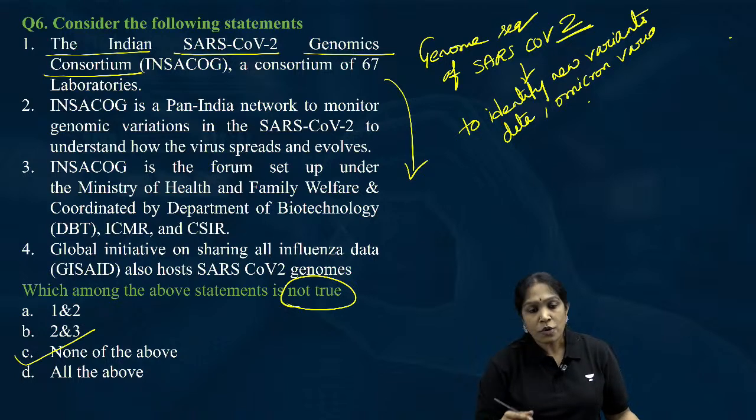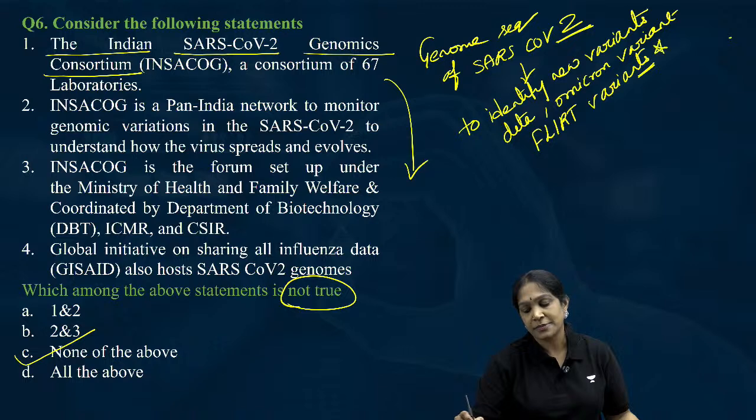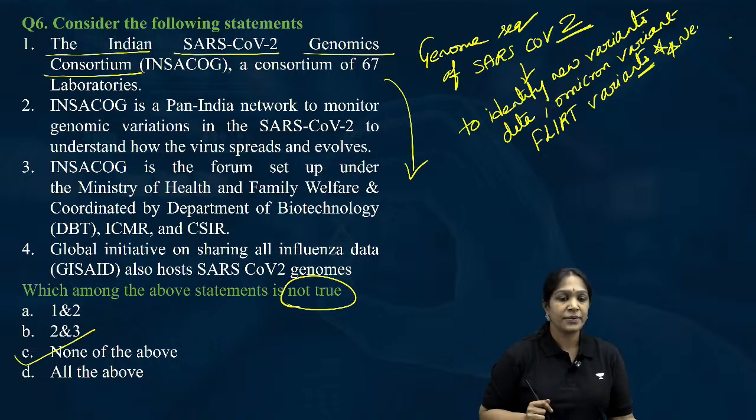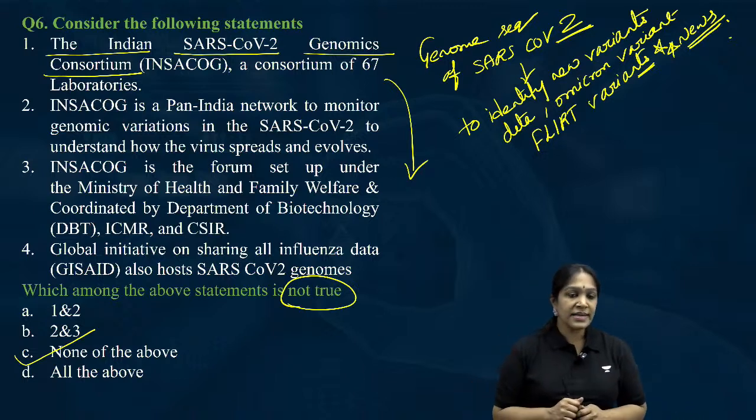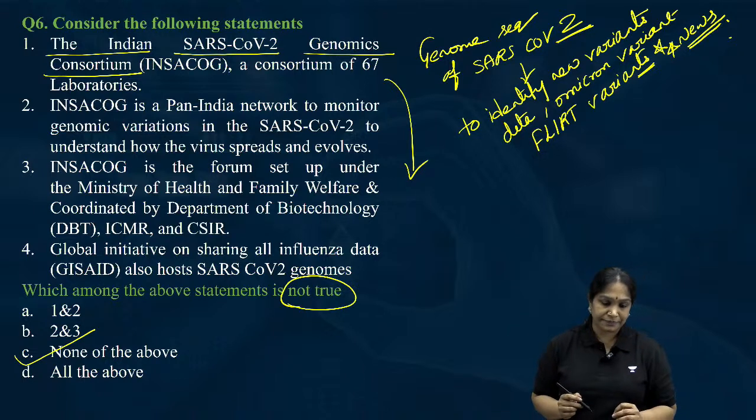Now, two new variants are circulating. They are called flirt variants. Two new variants are circulating. They are called flirt variants. Actually, this is in the news. The news is about flirt variants. Is it clear? Okay. Now, that is the function of INSACOG.